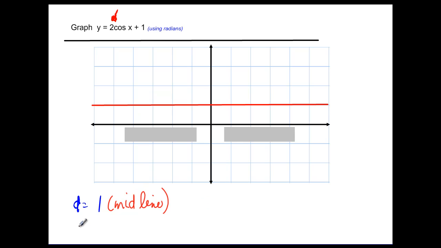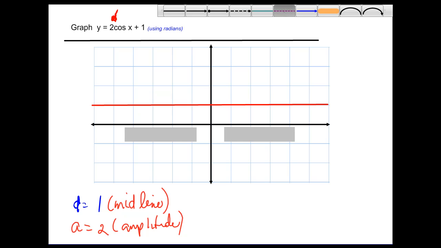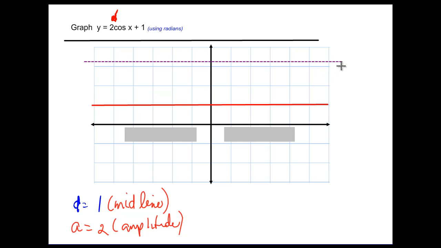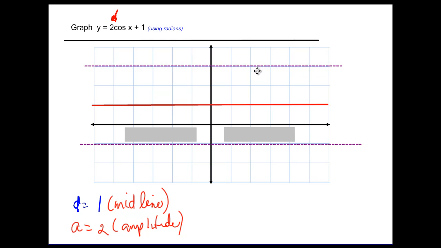The next value to pull out is the amplitude, and the amplitude in this case is 2. That's our vertical stretch. The amplitude helps us to find our max and our min. So I'm going to use some dotted lines here, and from the midline I'm going to go up 1, 2 to get to my max point, and I'm going to go down 1, 2 to get to my min point. I'm just going to move this line so it's a little bit more.